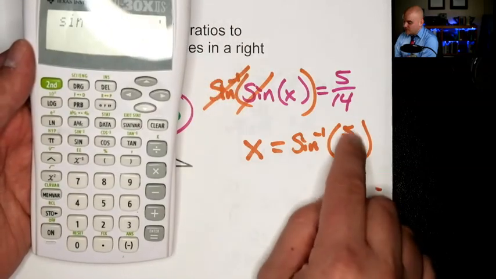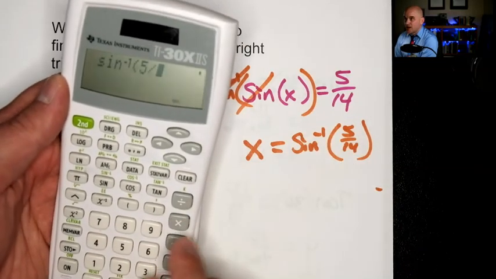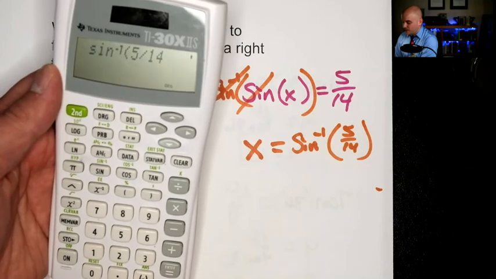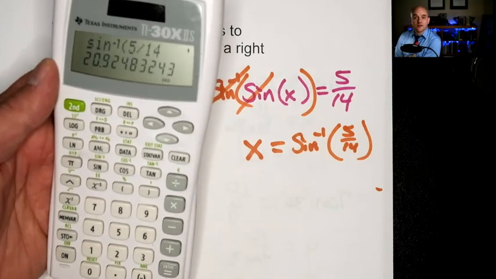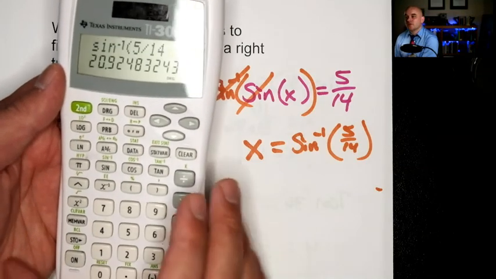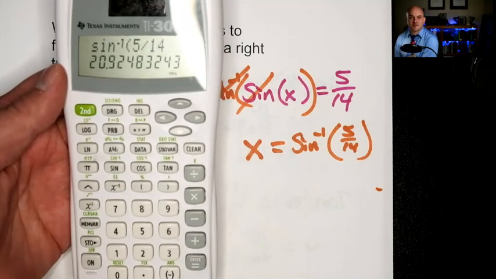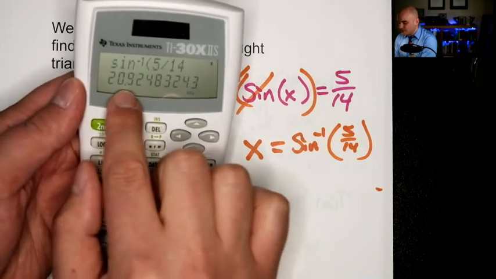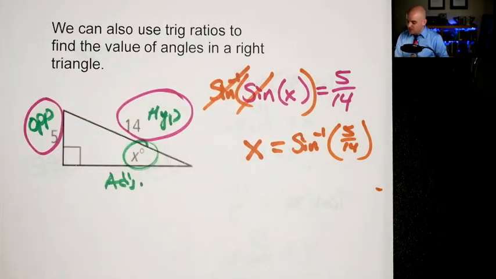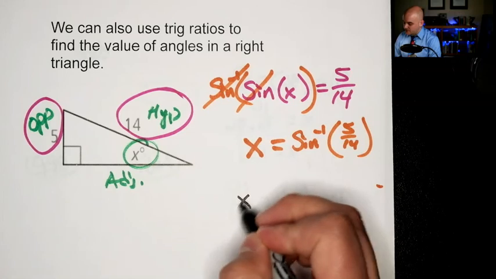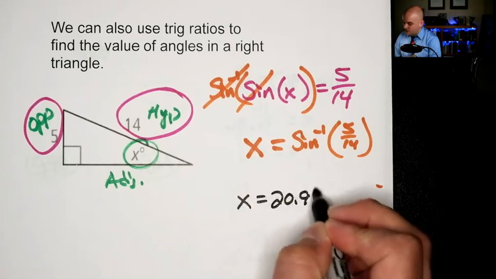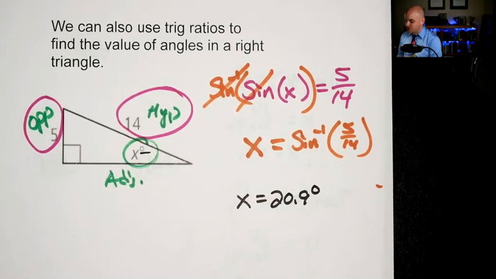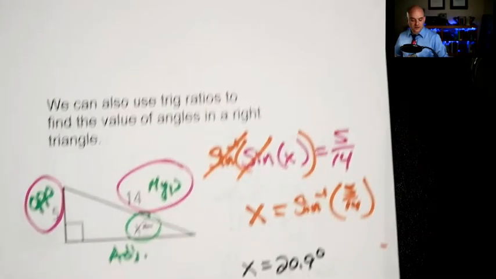And then I'm going to type in this fraction, 5 divided by 14, and hit enter. Once again, your calculator needs to be in degree mode. So if you've got a calculator that doesn't look like this, like a graphing calculator, hit the mode button and make sure it's in degree. This gives me 20.9. Now remember that this is in degrees. So x equals 20.9 degrees. It has a unit to it. So punch that in there. All right, give one a try yourself.